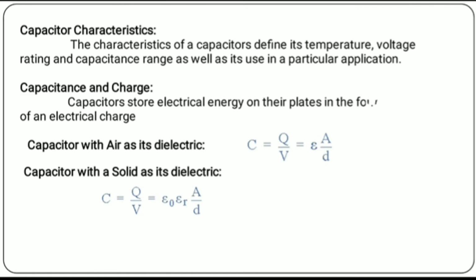These are the formulas. C is equal to Q by V, which is the formula of a capacitor, and C is equal to Q by V is equal to epsilon naught A by D is the formula for a capacitor with a solid dielectric.